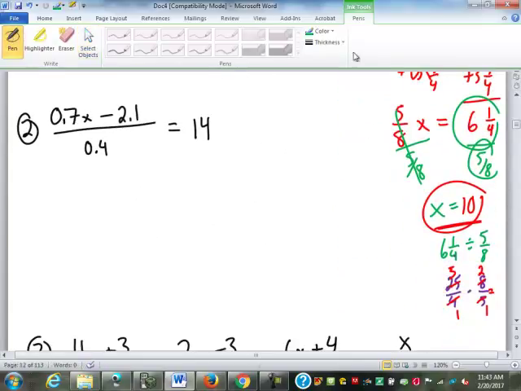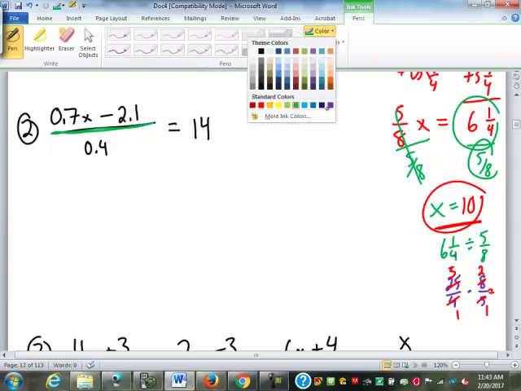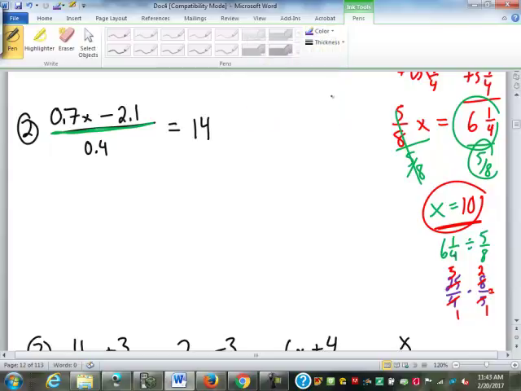So on this one, we've got our decimals here. And we went over a couple of examples like this last Wednesday, where we saw there were 3 things that have been done to the variable. Because of this fraction bar, we know that everything on top happened first. So x was multiplied by the 0.7, then the 2.1 was subtracted. The last thing that was done was dividing by the 0.4. When we take it apart, that's the first piece we have to take off. So we divided by 0.4 to build the equation. We're going to multiply by 0.4 to get rid of that.